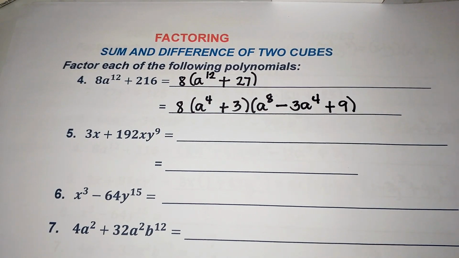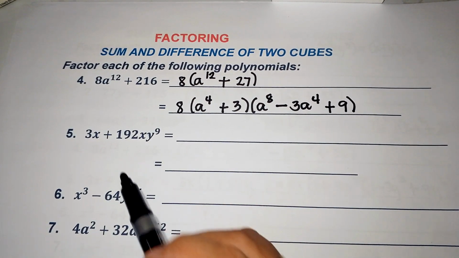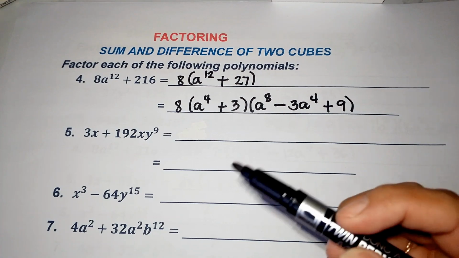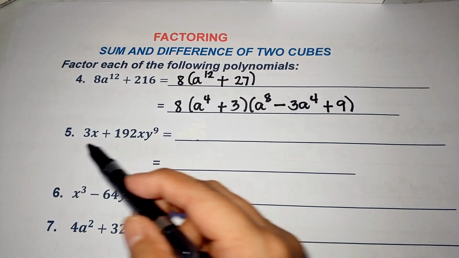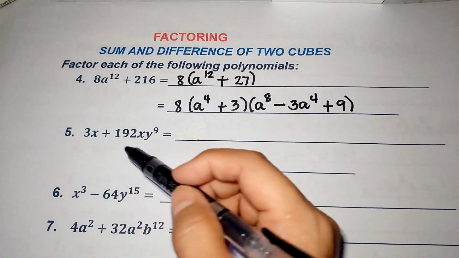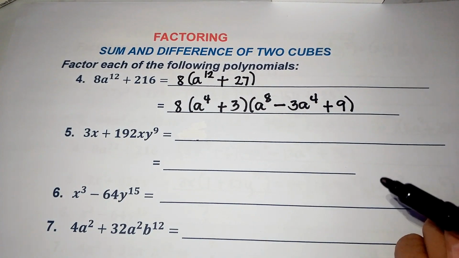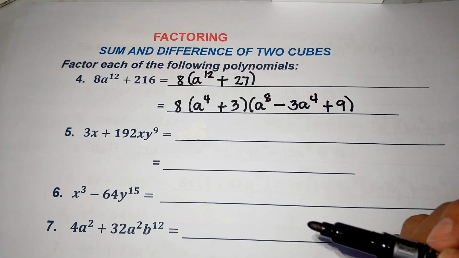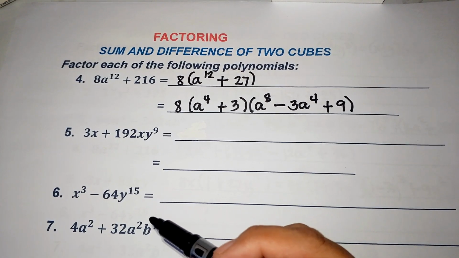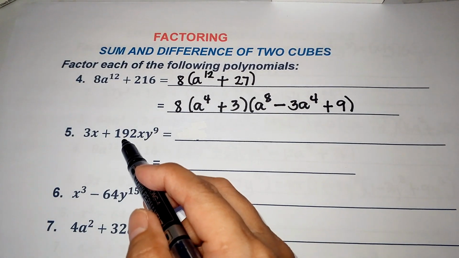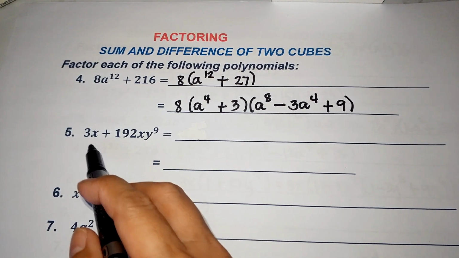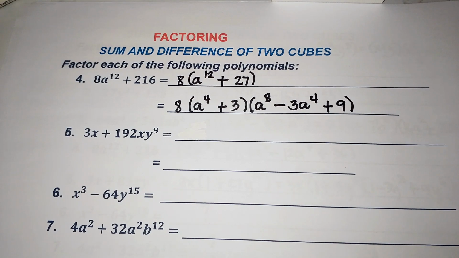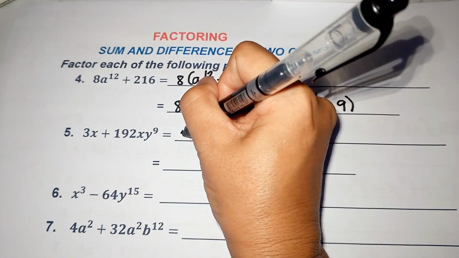Number 5. Again we have here a large number, 192. So as I have said earlier, when we are dealing with a large number, we will try to divide it and try to simplify the numbers in the polynomial. So by dividing or factoring it out. So we can factor 3 here because 192 is divisible by 3. Likewise, there is another common factor which is x. So we are going to factor out the greatest common factor, which is 3x.